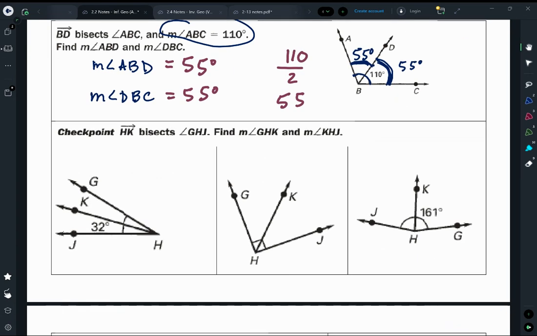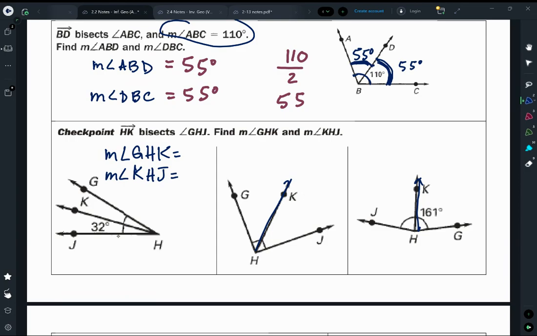All right, let's look at a couple more examples. This is our checkpoint problems now. We have ray HK bisecting. Each of these has an HK, a ray through the middle, and we're telling you it's bisecting. You want to find the measure of angle GHK and the measure of angle KHJ. Those are two of the smaller angles. If I were you, I would go ahead and pause this video real quick and answer these questions and then check back with me.